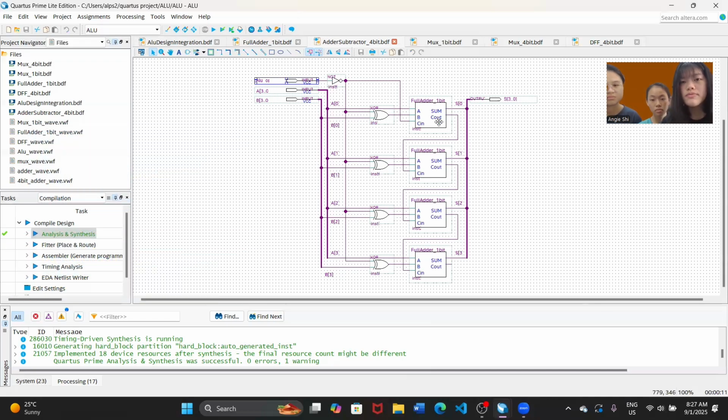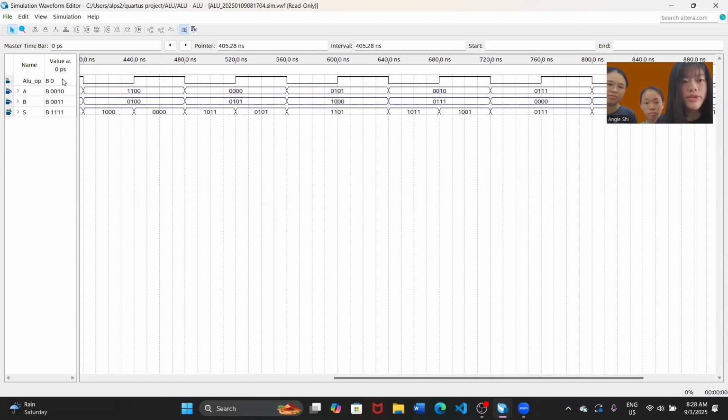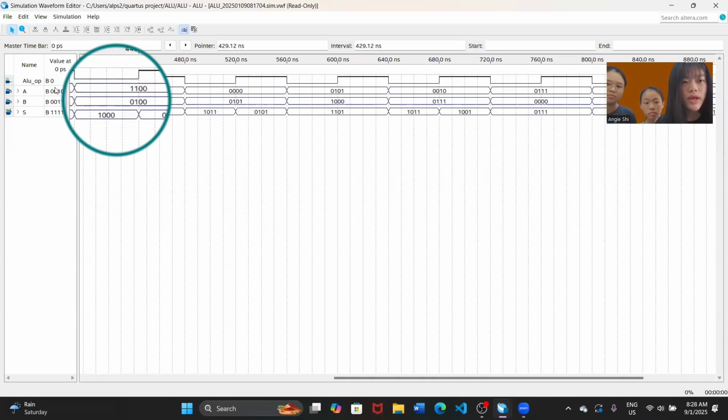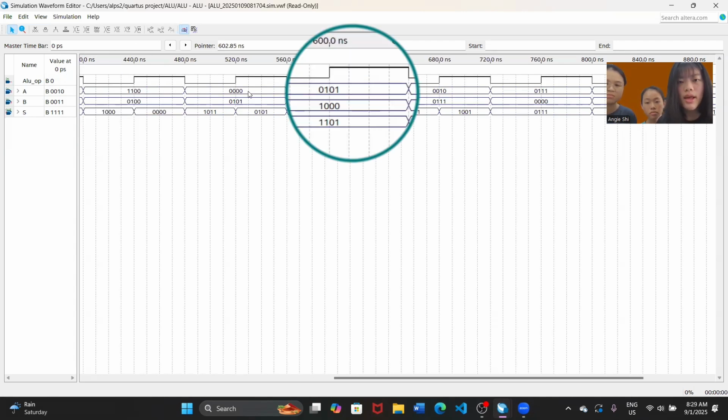Let's look at the waveform. This is the waveform of the 4-bit adder subtractor. As you can see, when the ALU operation is set to 0, the input A is 1, 1, 0, 0 and the input B is 0, 1, 0, 0, the result will be 1, 0, 0, 0. It shows that the design is doing subtraction, and it acts as a subtractor. And when the ALU operation is set to 1, input A is 0, 1, 0, 1 and input B is 1, 0, 0, 0, the result will be 1, 1, 0, 1, showing that it is doing addition, and the design acts as an adder.